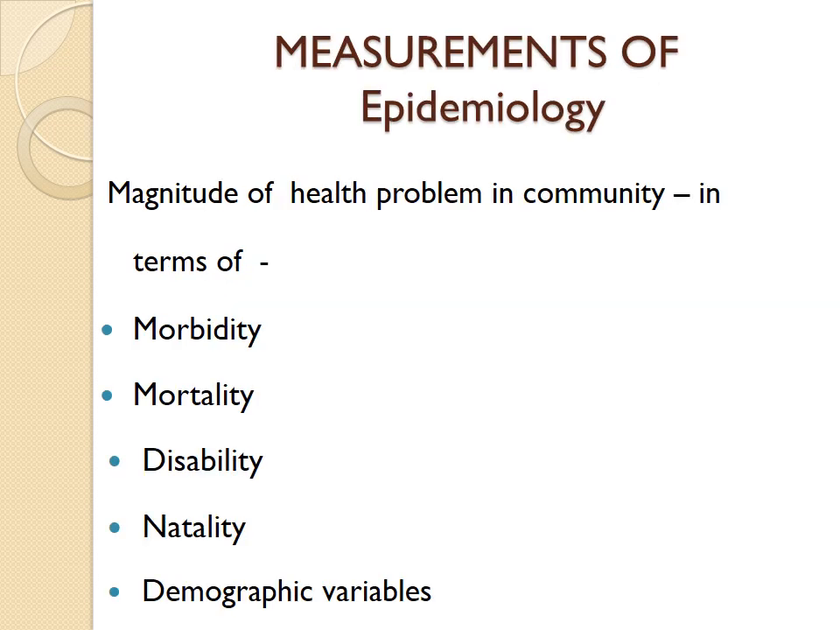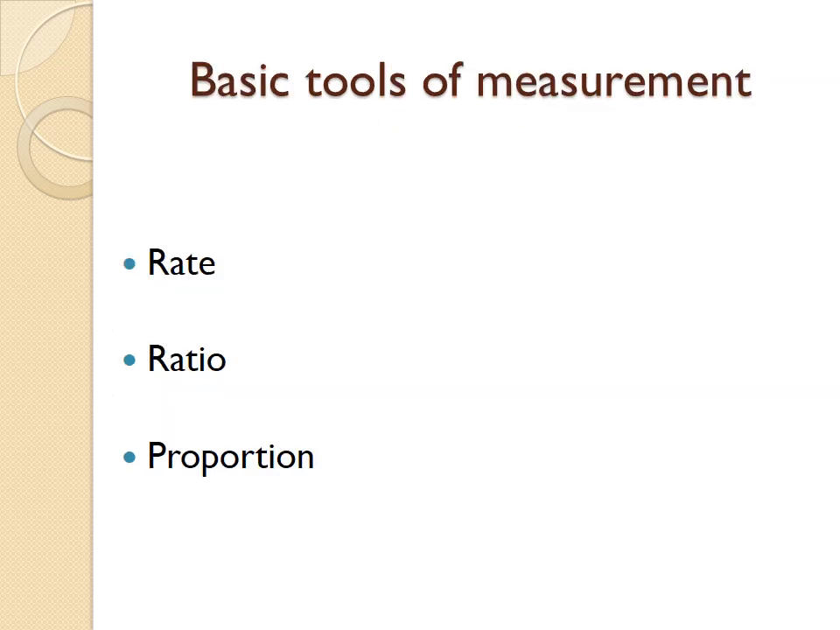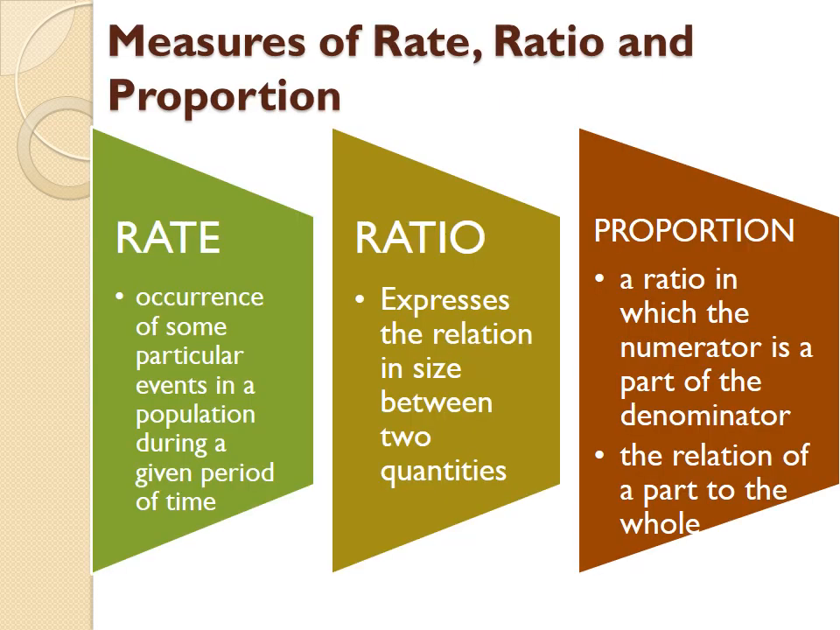In the previous class, we introduced the measurements of epidemiology. So, a quick recapitulation. The health problems in a community can be measured in terms of morbidity, mortality, disability, natality and demographic variables. And what are the basic tools of measurement? These are rate, ratio and proportion. Also, we have studied what we mean by rate, ratio and proportion.